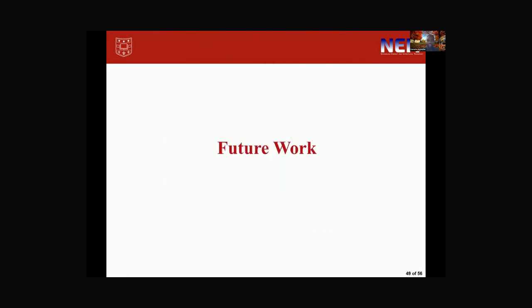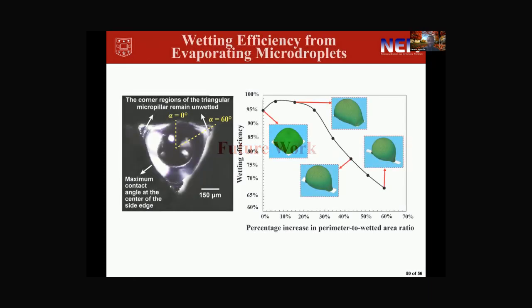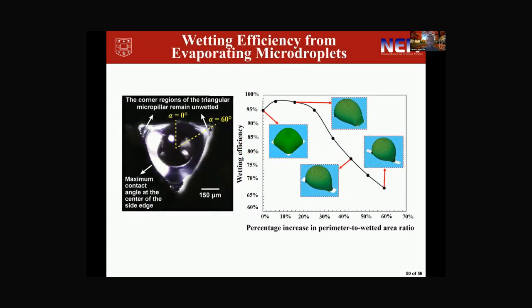And finally, I'll look at some of the future work. One of the things I talked about is that in evaporation, we want to maximize the contact line to wetting perimeter ratio. Some of you might be asking, why not just use a needle shape or something like that? Why not use that kind of shape? But the other story is the wetting efficiency. If we look here, we can see that on this triangular microdroplet, the droplet is not completely wetting the entire solid liquid area.